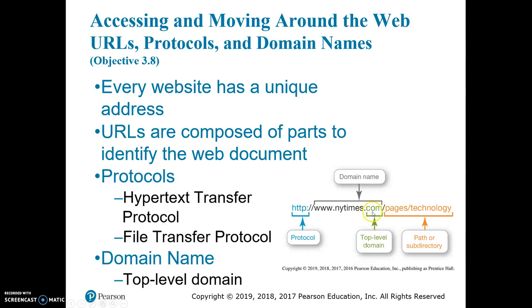Is it a commercial website? .edu would be an educational website. .gov, a government website. There are all kinds of different top-level domains, and it's important that you look. This is another way of keeping yourself safe. Check the top-level domain to make sure you're visiting the site you actually think you're visiting. Then we have another slash, and after that, here we have pages/technology, and that's your path or subdirectory. Either one of those labels will work. So that's all the parts of the URL.